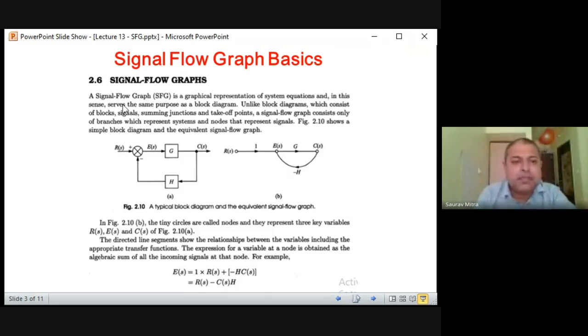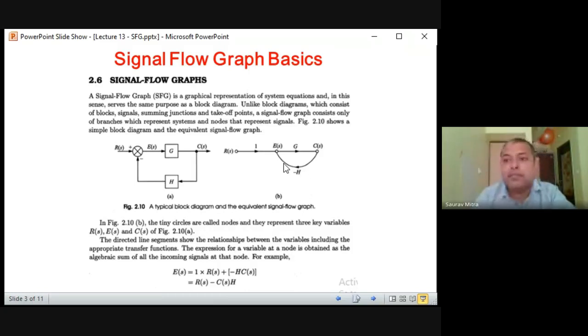So let us read what they're saying. SFG or signal flow graph is a graphical representation of the system equation, and in this sense serves the same purpose as block diagram. That is, we find transfer function. Unlike block diagram, which consists of blocks, signals, summing junctions, and takeoff points, here all these things are not there. A signal flow graph consists only of the branches which represent systems and nodes that represent signals. So at a node we can find out how many input signals, how many output signals are there. So the figures show a simple block diagram and equivalent signal flow graph. So I told you that examiner wants to reduce his work.